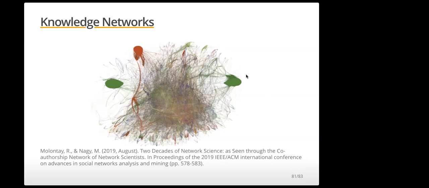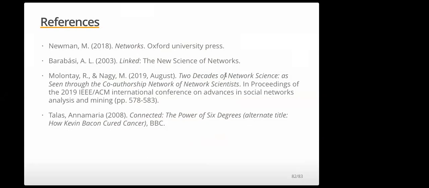So it's a network of knowledge which was changed by the dynamics of a process on the network. We've shown a dynamical process on the network, which is the diffusion of ideas, and how it shaped the network and changed it into this kind of scale-free network of scientific collaboration. These are the references of the talk. The parts involving Barabasi and the formula are taken from the documentary Connected: The Power of 6 Degrees, which has an alternative title of How Kevin Bacon Cured Cancer, which I advise you to attend. Thank you.